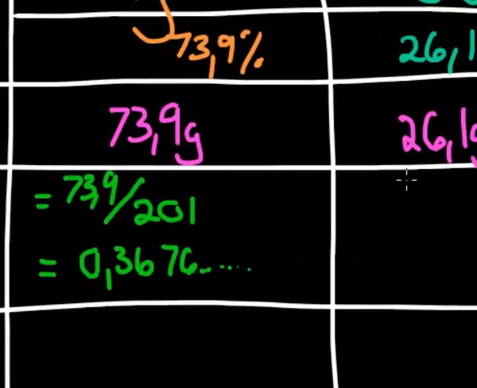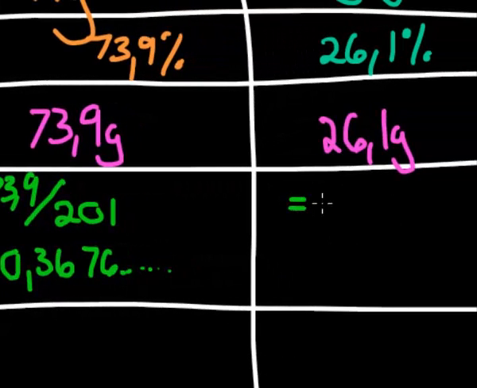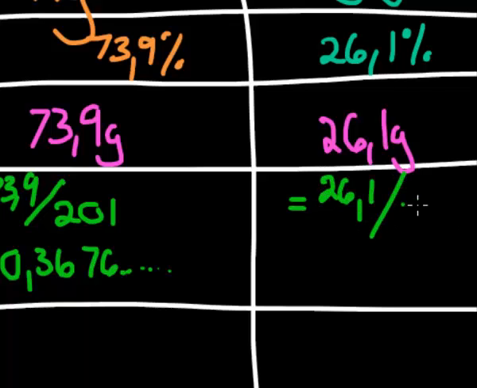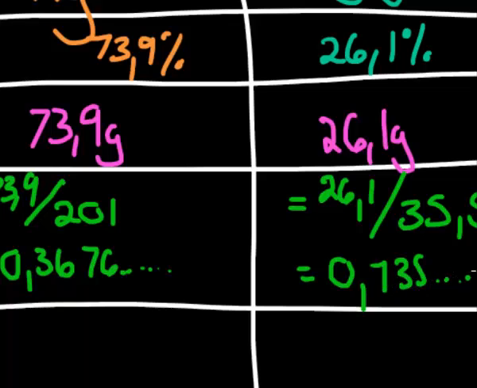Now we're going to do the same on the other side for calculating our moles. We're going to have our mass of 26.1 divided by the molar mass for one chlorine atom, which is 35.5, and that will give us a mole value of 0.735 with a few decimal places to it.